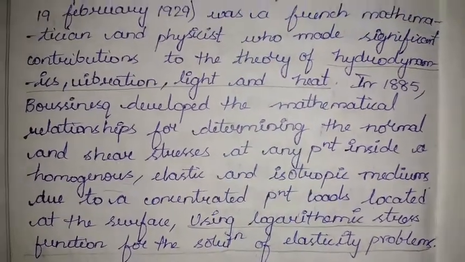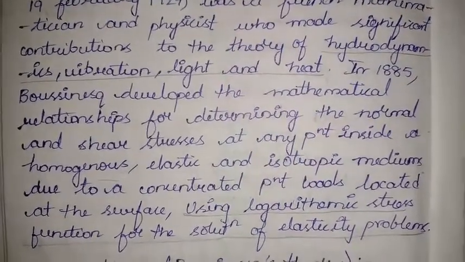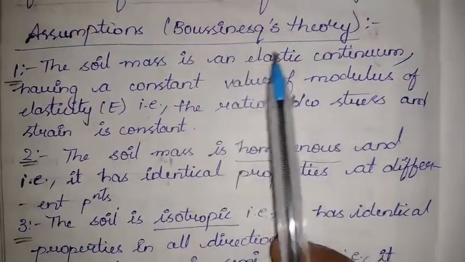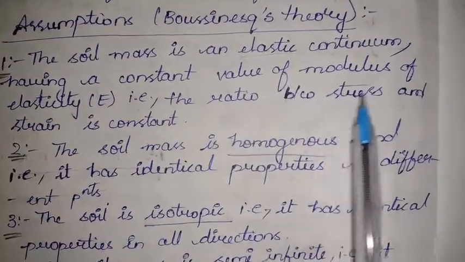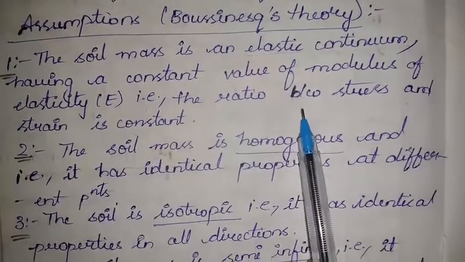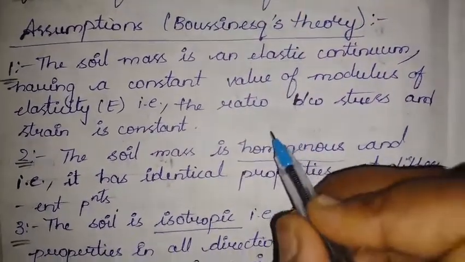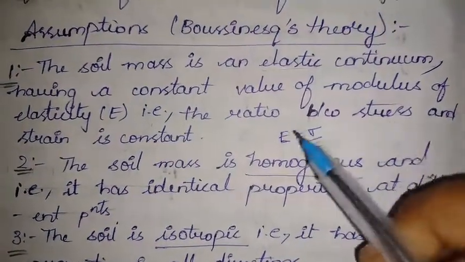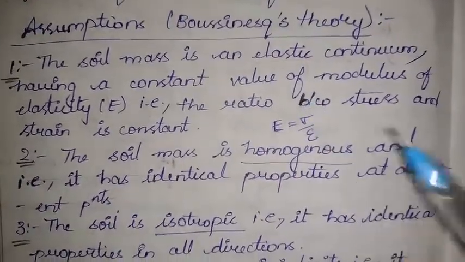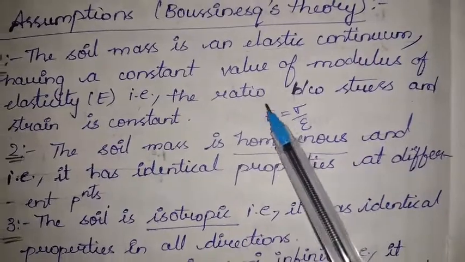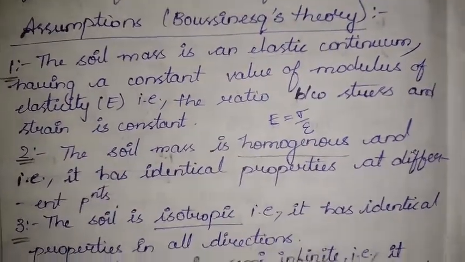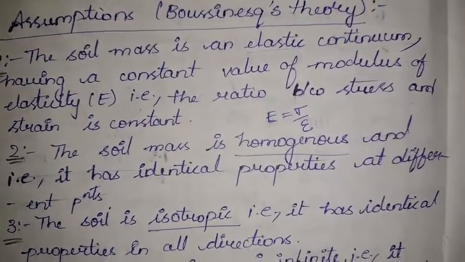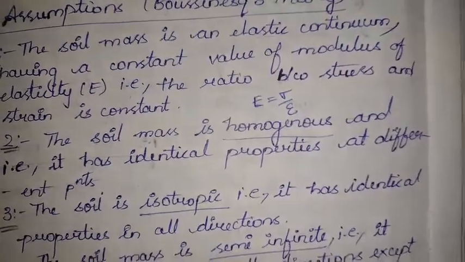Coming to the introduction part, we also have assumptions to discuss. The first assumption is the soil mass is an elastic continuum having a constant value of modulus of elasticity, that is the ratio between stress and strain. I told you E is equal to stress by strain. I also explained this in the previous video. Here the E, the Young's modulus or modulus of elasticity, is constant for this medium, and it is also an elastic continuum. As already explained, elastic continuum means it will be able to regain its original shape.